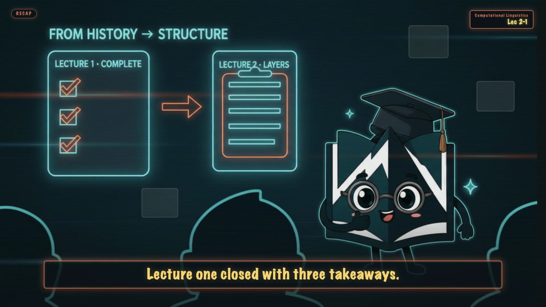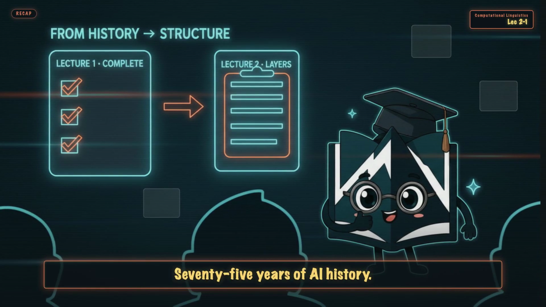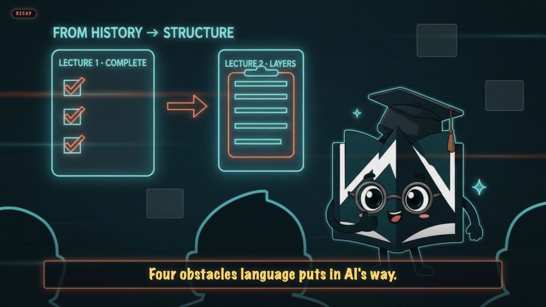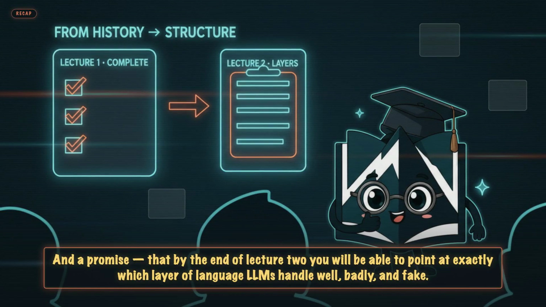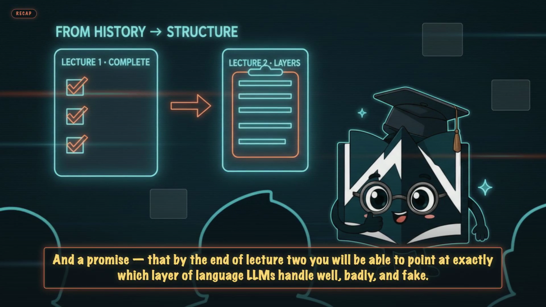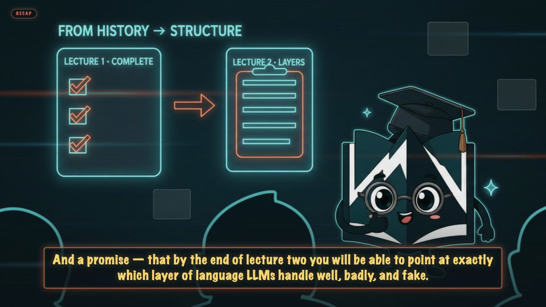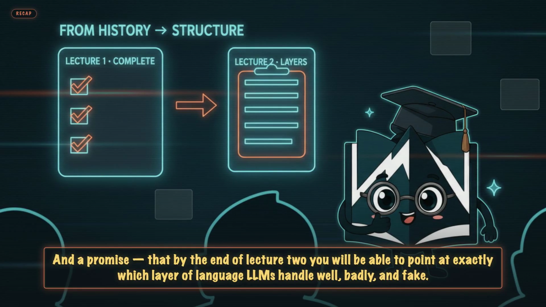Lecture 1 closed with 3 takeaways. 75 years of AI history. 4 obstacles language puts in AI's way. And a promise that by the end of Lecture 2, you will be able to point at exactly which layer of language LLMs handle well, badly, and fake.